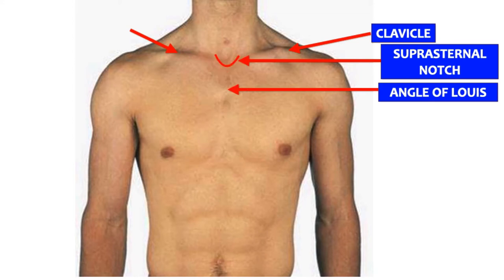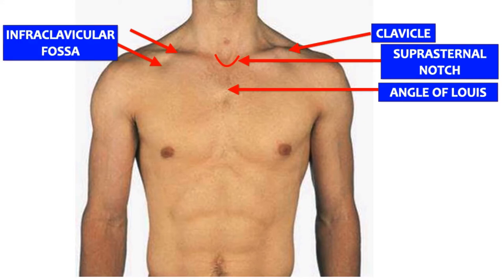Now, this fossa, which you can see just below the clavicle, is called infraclavicular fossa. The infraclavicular fossa is also known as deltopectoral triangle. It is located inferior to the clavicle, in between the clavicular head of pectoralis major muscle and anterior fibers of the deltoid. In future sessions, you will read about these two muscles and then you will be better familiar with the term infraclavicular fossa, where it is exactly located.